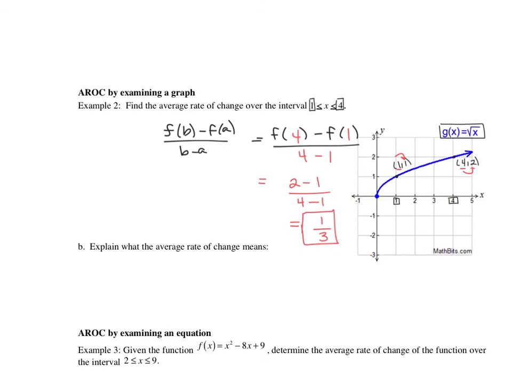So let's explain what the average rate of change means. This basically is just saying that my graph is changing, for every 1 in y, it's changing 3 in x. So it's basically saying my slope from 1 to 4 is up 1 over 3.